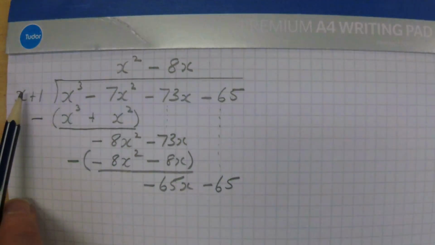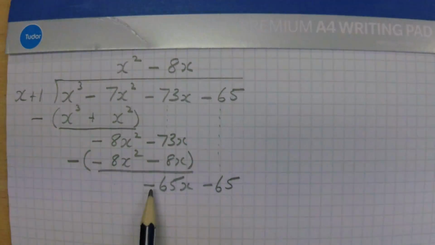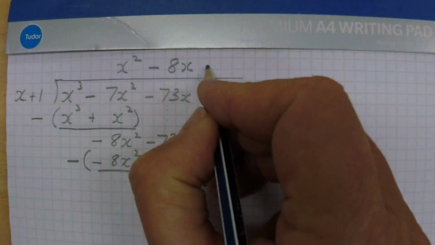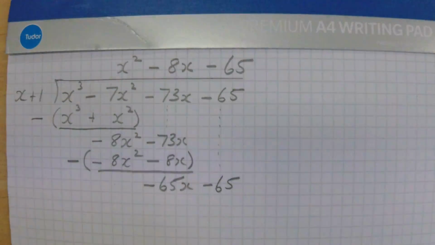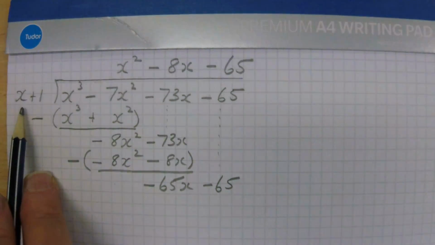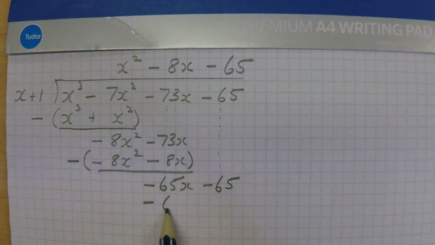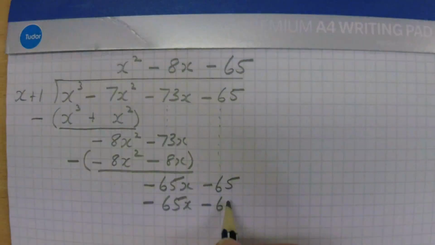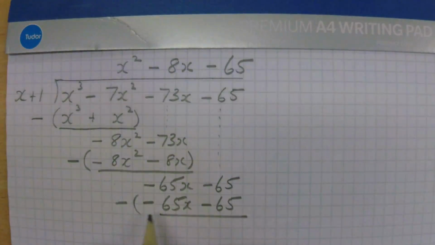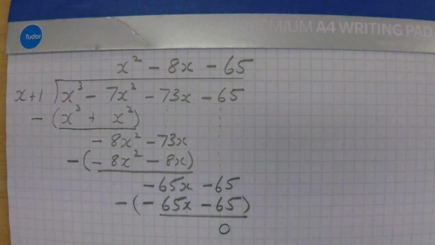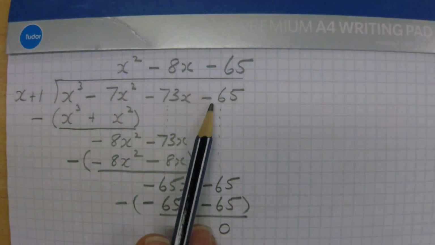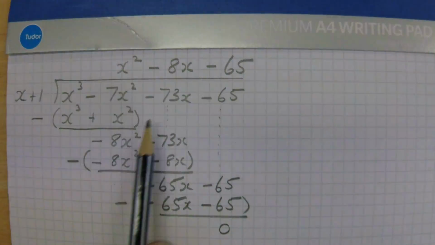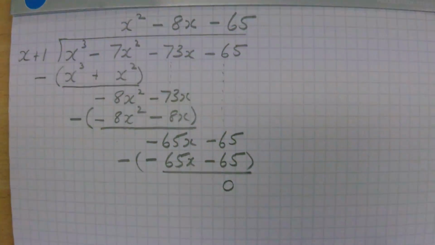We repeat. What would I need to multiply by x to produce negative 65x? The answer is negative 65. Multiply by both parts. Negative 65 by x is negative 65x. Negative 65 by 1 is negative 65. Subtract the entire thing, both terms. We are left with nothing. That means we're finished. That's good. That's what we wanted. We have divided the cubic by the linear term and been left with a quadratic result.